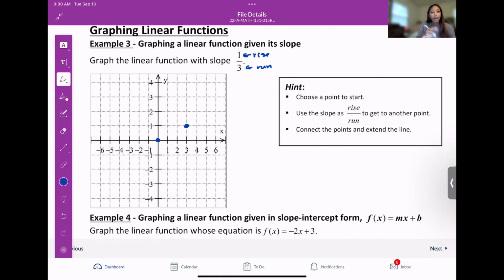We can also go the other way. We can go down 1 and to the left 3. That'll get us another point on the line. And we can continue doing this, up 1 and right 3, down 1 and left 3. And if we connect all of these dots, that'll give us the graph of our line with a slope of 1/3.